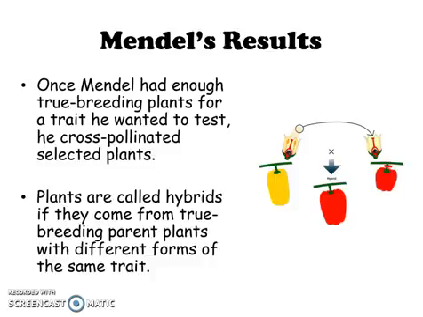So the results. Once Mendel had enough true breeding plants for a trait he wanted to test, he then cross-pollinated selected plants. Plants are called hybrids if they come from true breeding parent plants with different forms of the same trait. So here's an example of what a hybrid is. You have a true breed long yellow pepper here, and you have a true breed short red pepper here. And when they come together, they may form a hybrid.